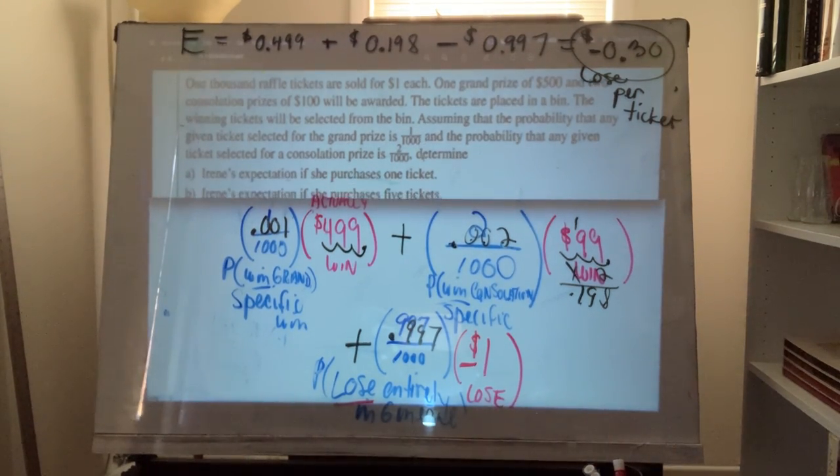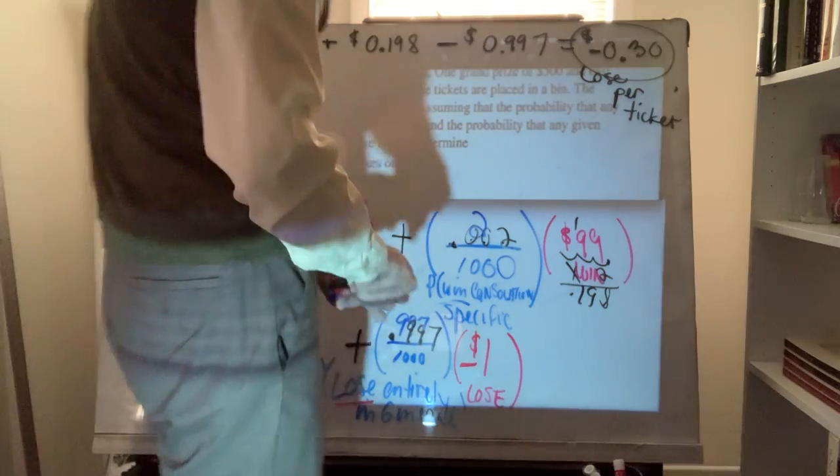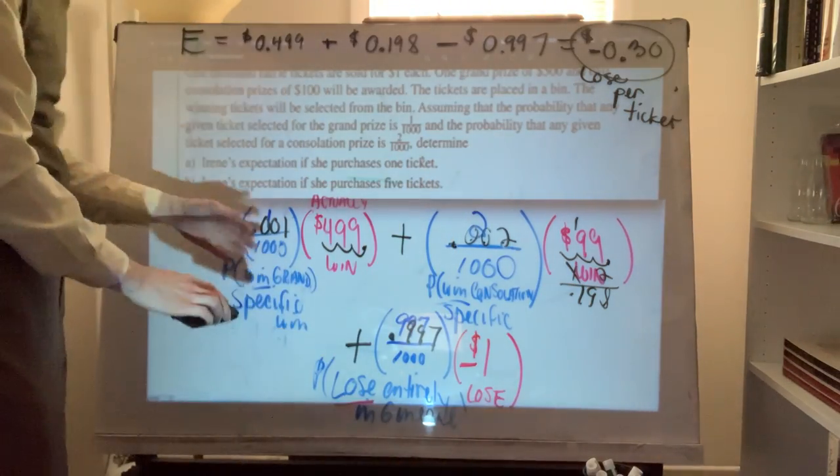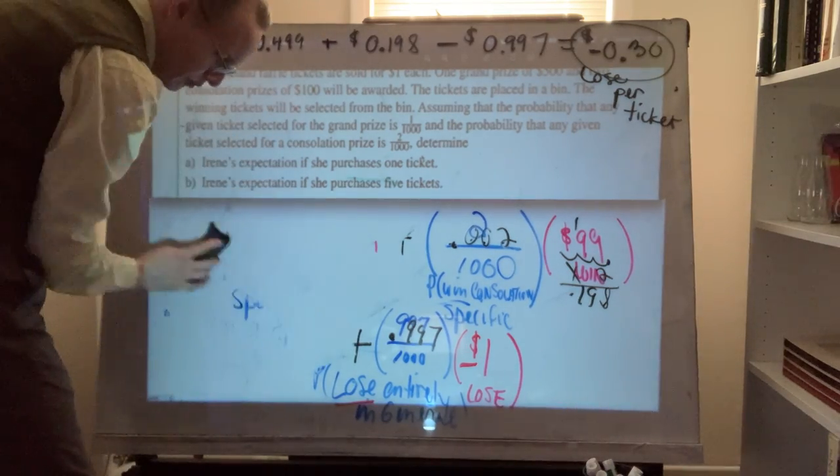Now, the second part of this question is Irene's expectation if he purchased 5 tickets. I want to say there's probably a brute force way of doing this, and then there's an easy way to do this. Let's do it the easy way first, and then verify with the brute force way.